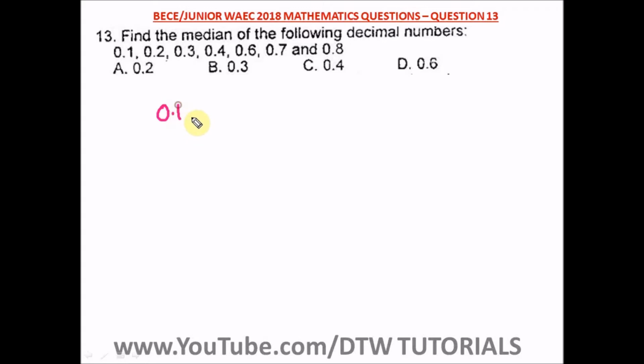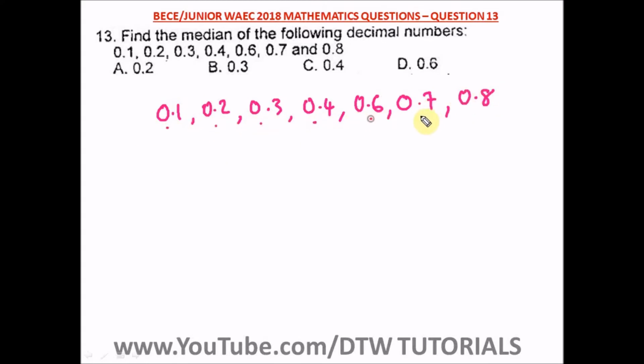0.1, 0.2, 0.3, 0.4, 0.6, 0.7, 0.8. How many numbers do we have here? We have 1, 2, 3, 4, 5, 6, 7. So it's an odd number, which means we have an easy middle number here. If the values here were an even number, you would pick the two middle numbers and divide by 2.